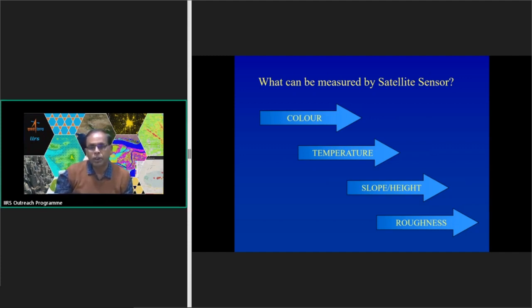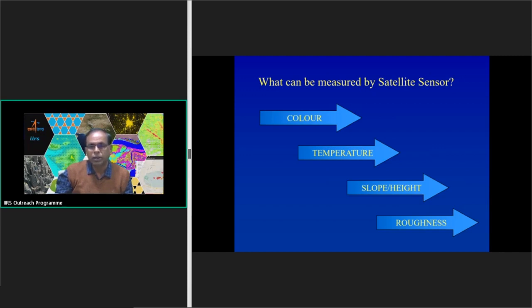There are four basic parameters that a satellite sensor can measure, that is color and temperature of the feature, and slope and height of the surface, and roughness. These four parameters provide information about the surface characteristic.